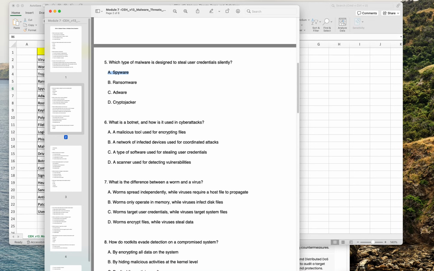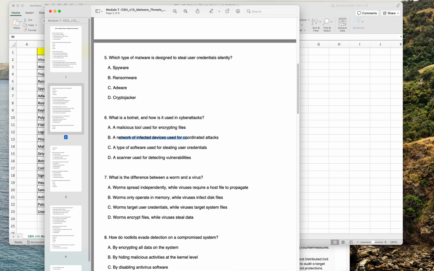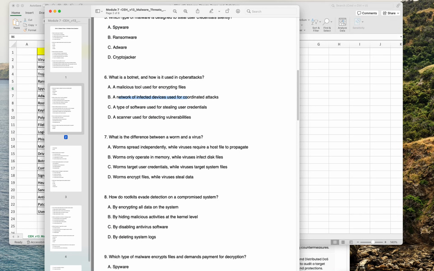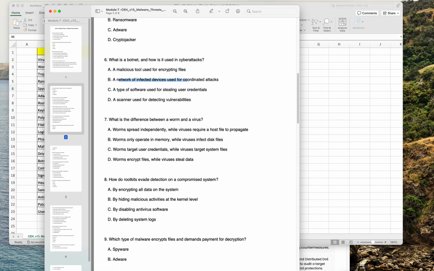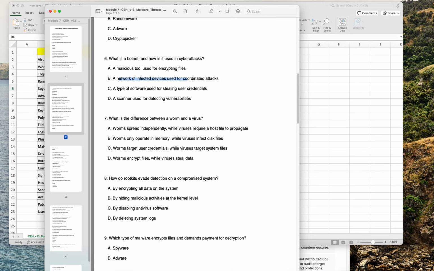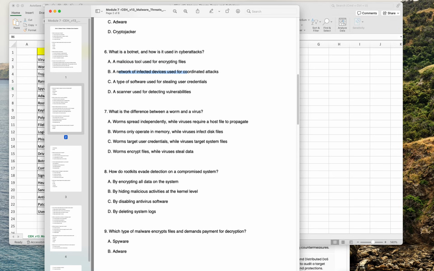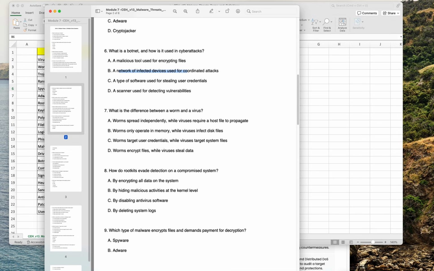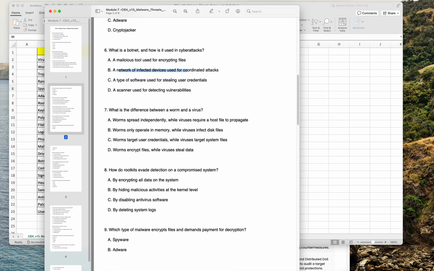Question 6: what is a botnet and how is it used in cyber attacks? That is a network of infected devices used to coordinate attacks. Pretty much that's what a botnet is, and it's something used to conduct distributed denial of service and things of that nature, or that type of attack. What is the primary difference between a virus and a worm?